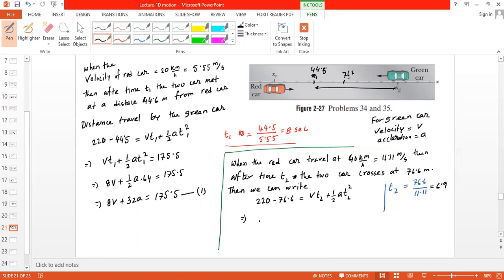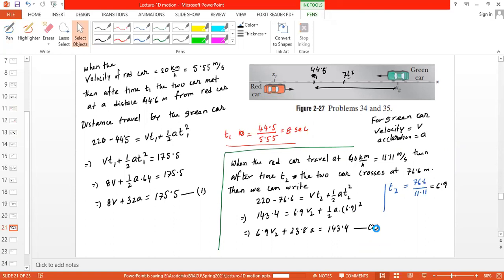So that means 220 minus 76.6, which is equal to 143.4, equals 6.9 v plus 1/2 a into 6.9 whole square. That means we can write 6.9 v plus 23.8 a equal to 143.4. Let's say this is equation number 2. By the way, this should not be v2, this is v only.